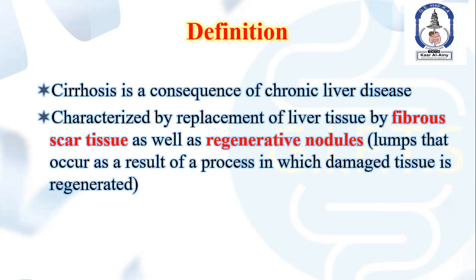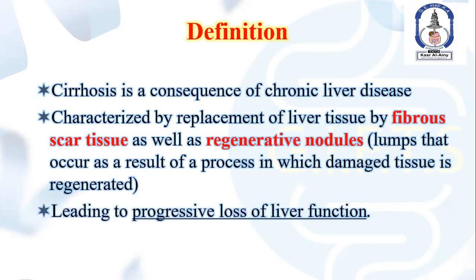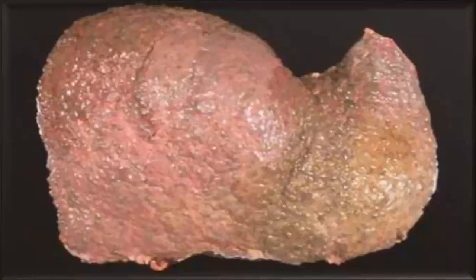So those lumps of regenerating hepatocytes, which are surrounded by scar tissue or fibrous scar tissue, are called the regeneration nodules surrounded by fibrosis. This progressively leads to loss of the liver functions when they start to involve more and more areas of the liver and more of the hepatic tissue.